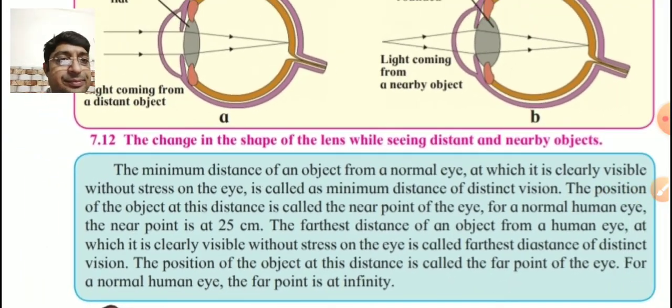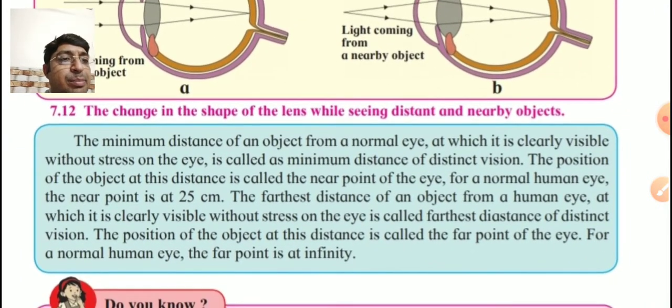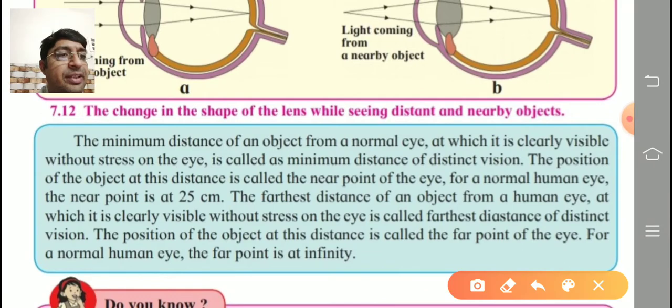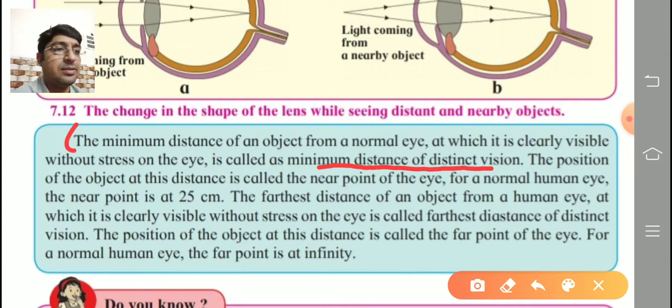Next, here in this green paragraph, 4 definitions are given. First one, minimum distance of distinct vision. So mark the answer. The minimum distance of an object from a normal eye at which it is clearly visible without stress on the eye is called the minimum distance of distinct vision.